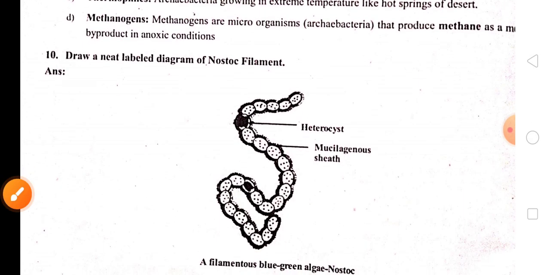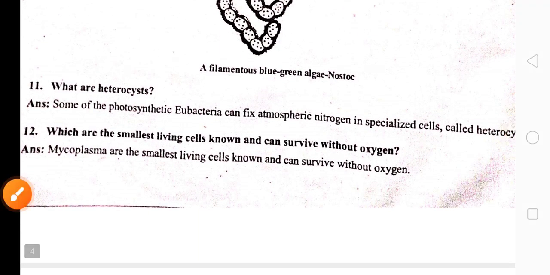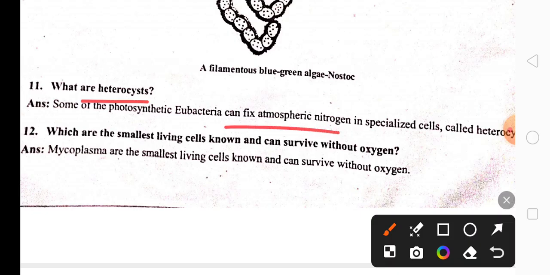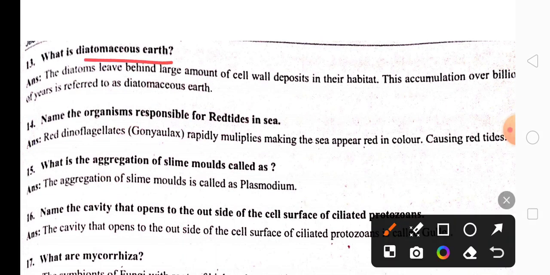Then the diagram of Nostoc filament or blue-green algae is very important. In Nostoc, there is a cell called heterocyst which fixes atmospheric nitrogen. Mycoplasma is the smallest living cell which can survive without oxygen. Then the diatomaceous earth definition is very important.